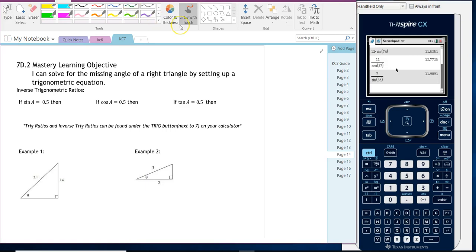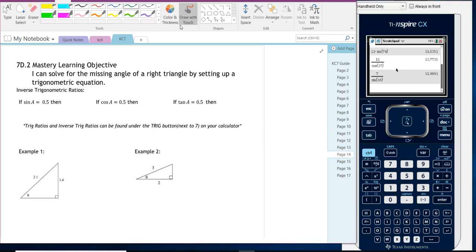Hey guys, in this video we're going to be starting 7D.2. Our mastery learning objective is I can solve for the missing angle of a right triangle by setting up a trigonometric equation. So in order to solve for a missing angle, you have to use the inverse trigonometric ratios.